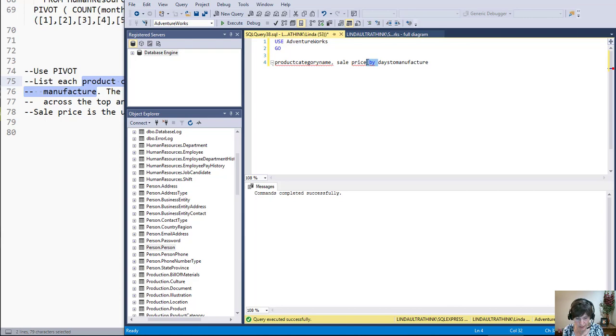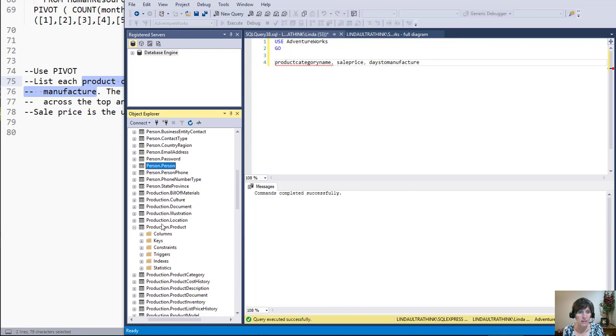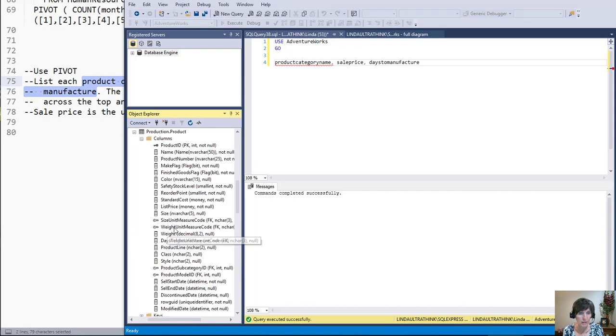So now we need to go figure out where do we find those things. So that category by name is in the product. So here we've got human resources, person, and here's production. And in fact, there's one that's called production.product. Let's look there to see what kind of columns are in there. And if we look, we don't have a category name, we have a subcategory name. So that looks kind of close. Let's see what else we have in our products.